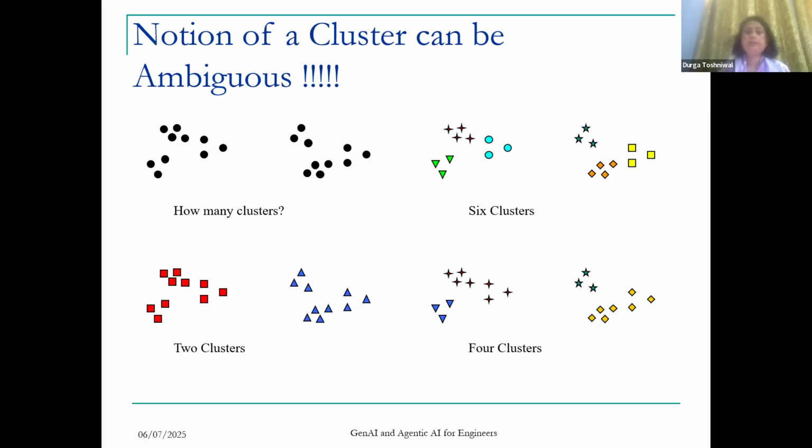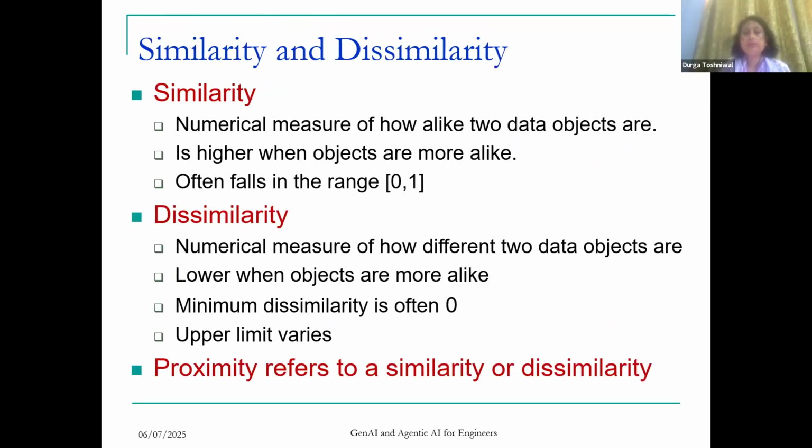So presently, all the answers like 2, 6, 4 are all correct actually, because it depends on how we want to cluster. Okay. So now, when we do clustering, as I already told you, we are going to use a notion of similarity and we are going to cluster the points based on their similarity.